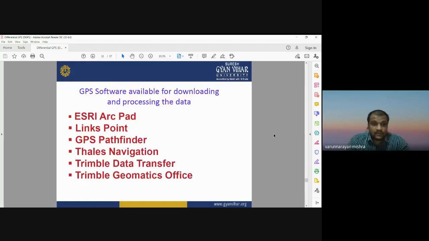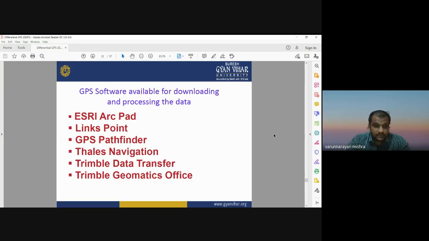There are several software packages also available for downloading and post-processing the coordinates or observations received by the GPS receiver. Esri ArcPad is software that is used to process the GPS coordinates and GPS data sets.